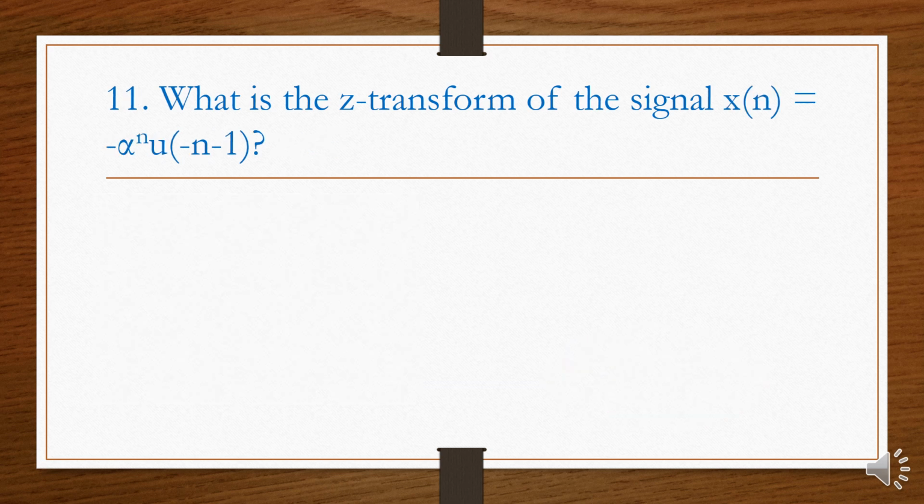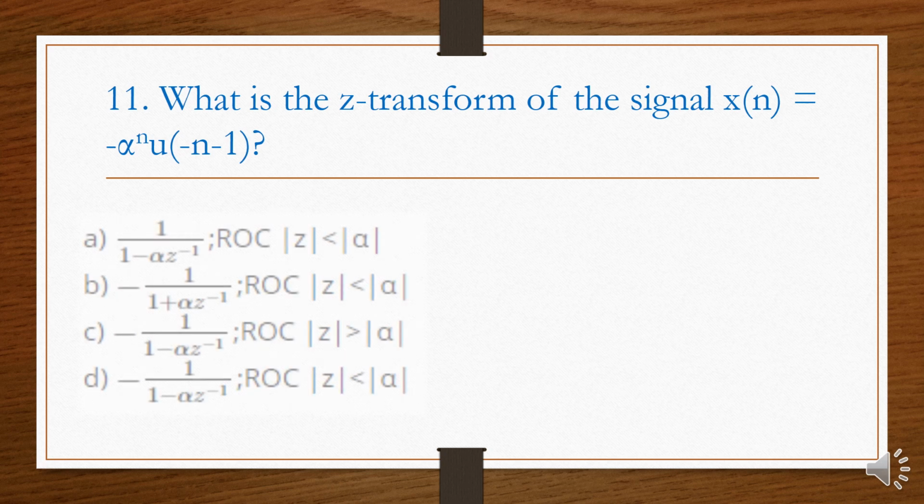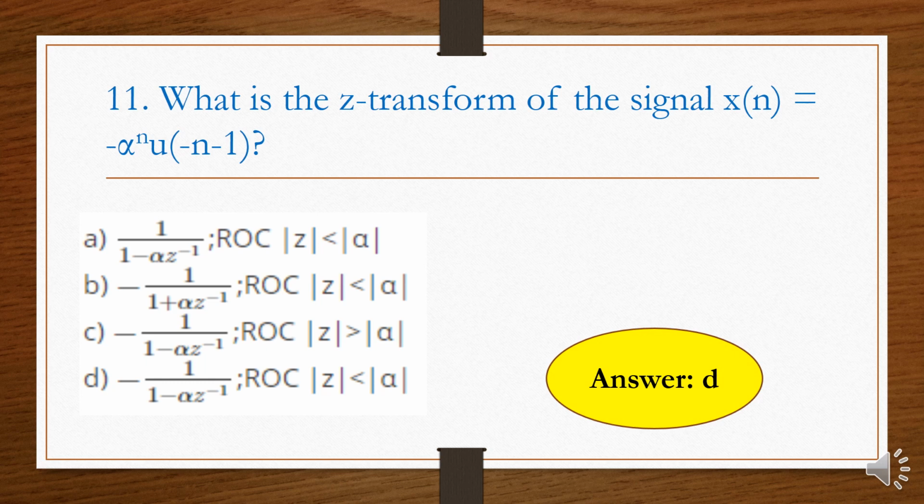Next question. What is the Z transform of the signal x of n is equal to minus alpha power n u of minus n minus 1? So 4 options are given. The answer is option D, minus 1 divided by 1 minus alpha z power minus 1. Region of convergence is modulus of z less than modulus of alpha.